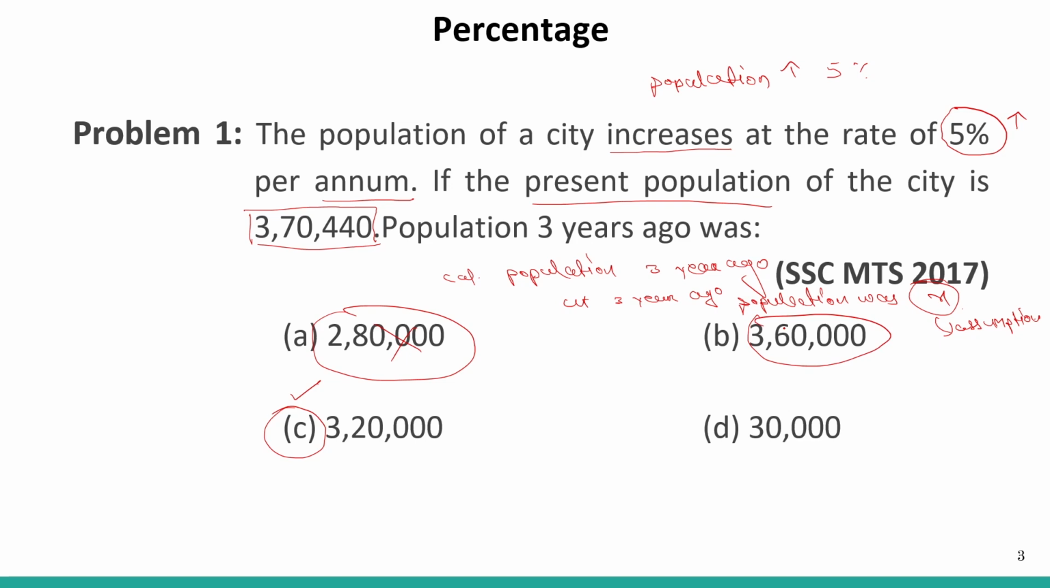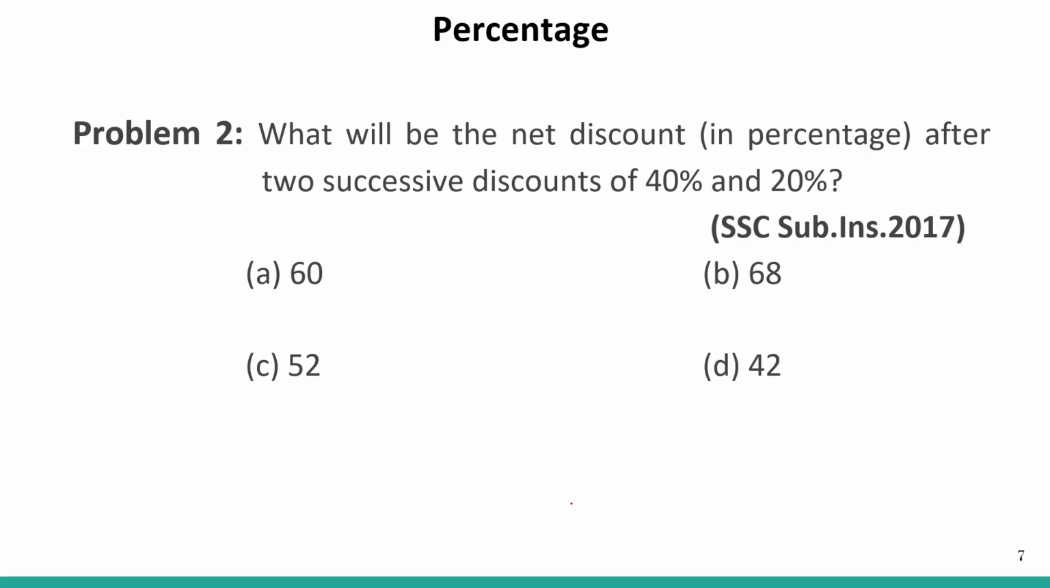So this is wrong, this is wrong, this is definitely wrong. Problem number 2 asks us what will be the net discount after two successive discounts of 40% and 20%. Let's say you have a biscuit whose price is 100 rupees. So first I gave a 40% discount.